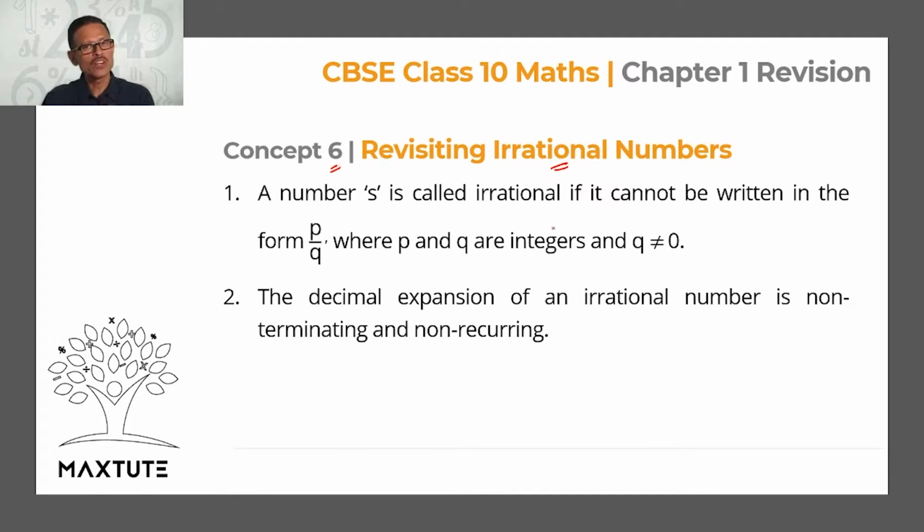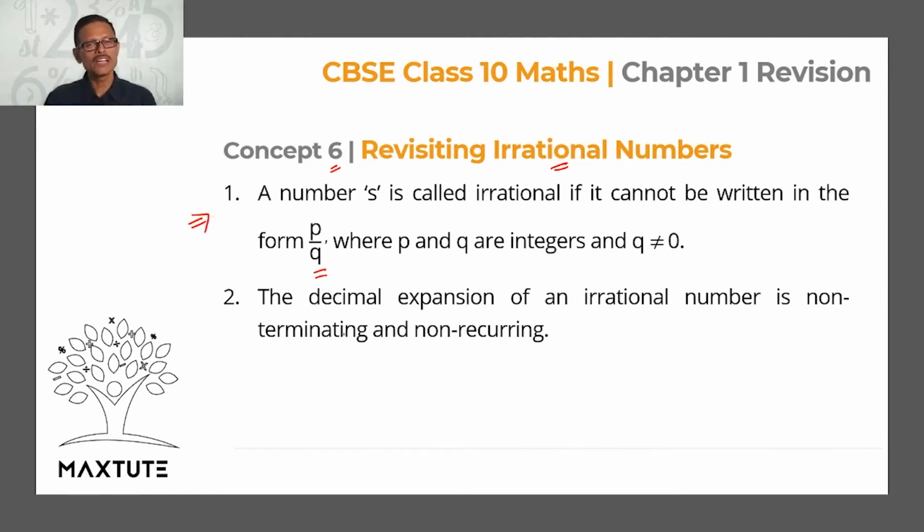A number S is called an irrational number if it cannot be written in the form P by Q, where P and Q are integers and Q is not equal to 0. A rational number can be written in the form P by Q. An irrational number is something which cannot be written in the form P by Q. Standard questions get tested quite often testing this idea.